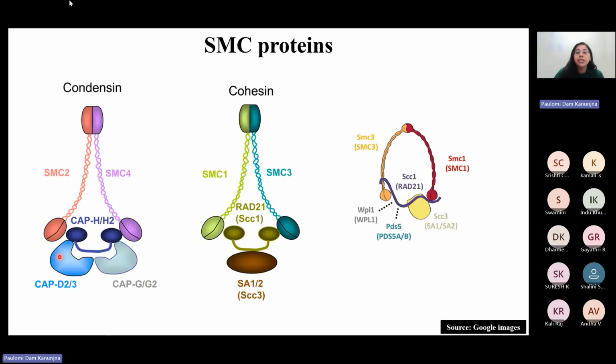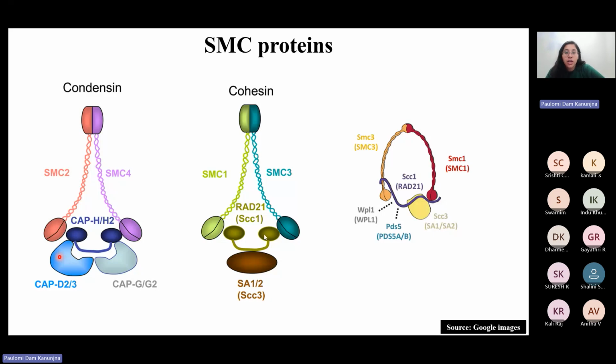So SMC protein, as you know, is structural maintenance of chromosomes. The full form of SMC is structural maintenance of chromosomes. So anything that is maintaining the chromatin structure and chromosome structure, right? And these are ATP-dependent molecular machines for keeping the chromosomes in their correct place.